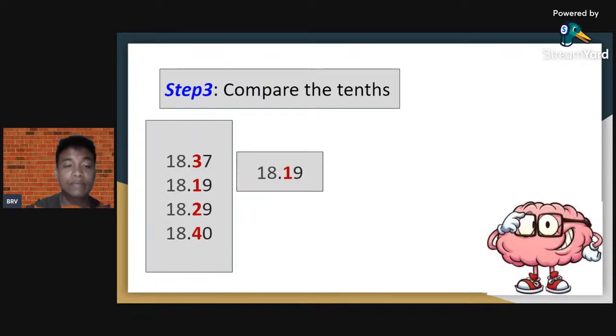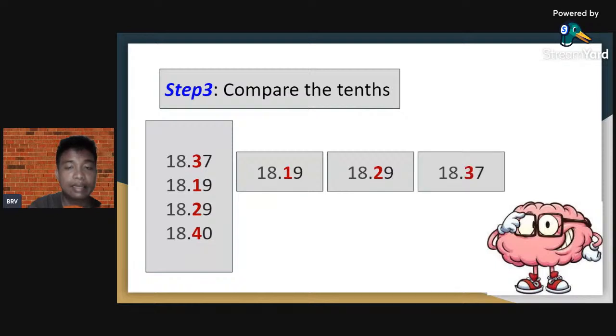18.19. So that will be the first. And now, as we move that one, so that is now erased na yan, no? Now, remaining, what's the second? Yung 18.29, and then the next is yung 18.37, and then next is 18.4.